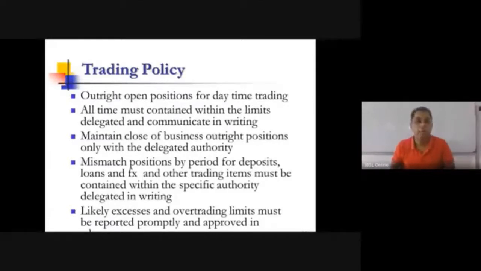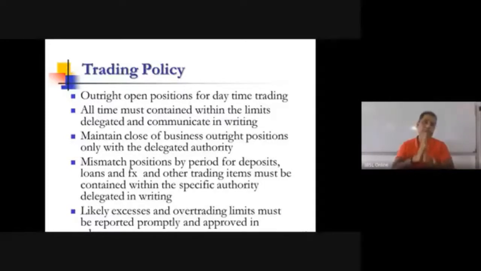So trading policy. It will tell you on what basis a dealer will deal. Outright open positions for daytime trading must at all times be contained within the limits. So intraday it has to be within limits. Any mismatches in deposit or loan or the trading limits must be contained within the specific authority and delegated in writing. Likely excesses and overtrading limits must be reported promptly and approved in advance.